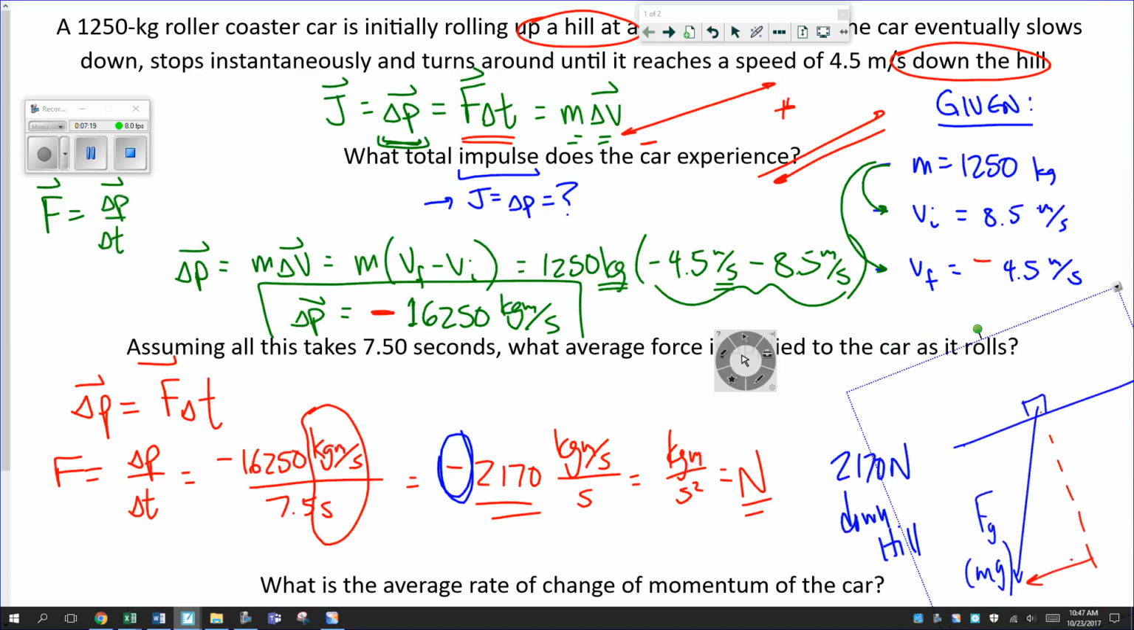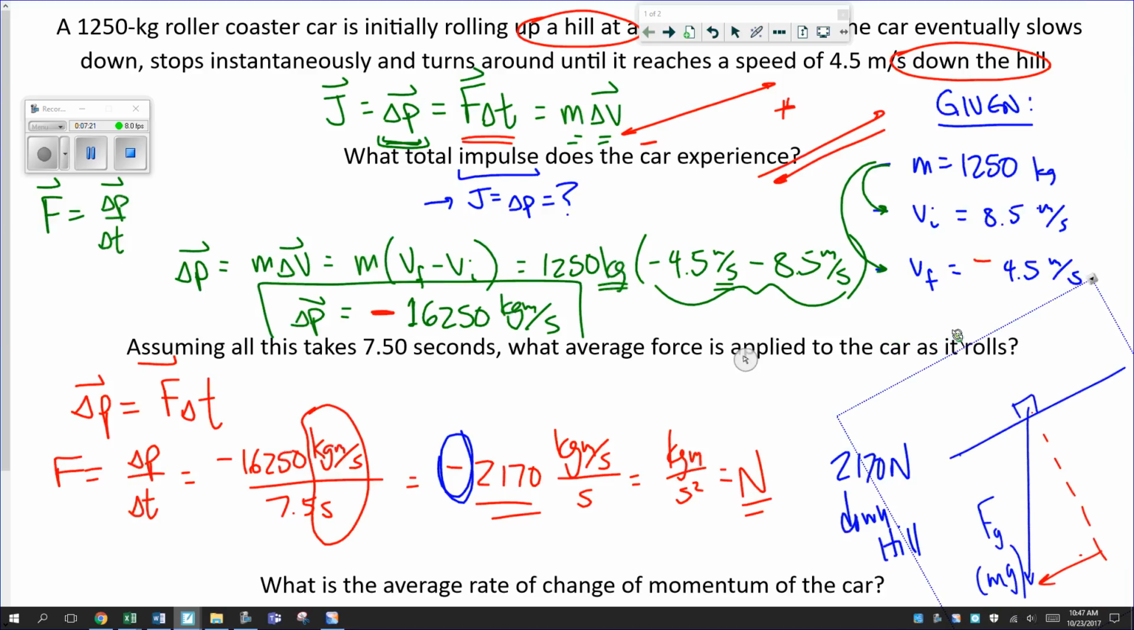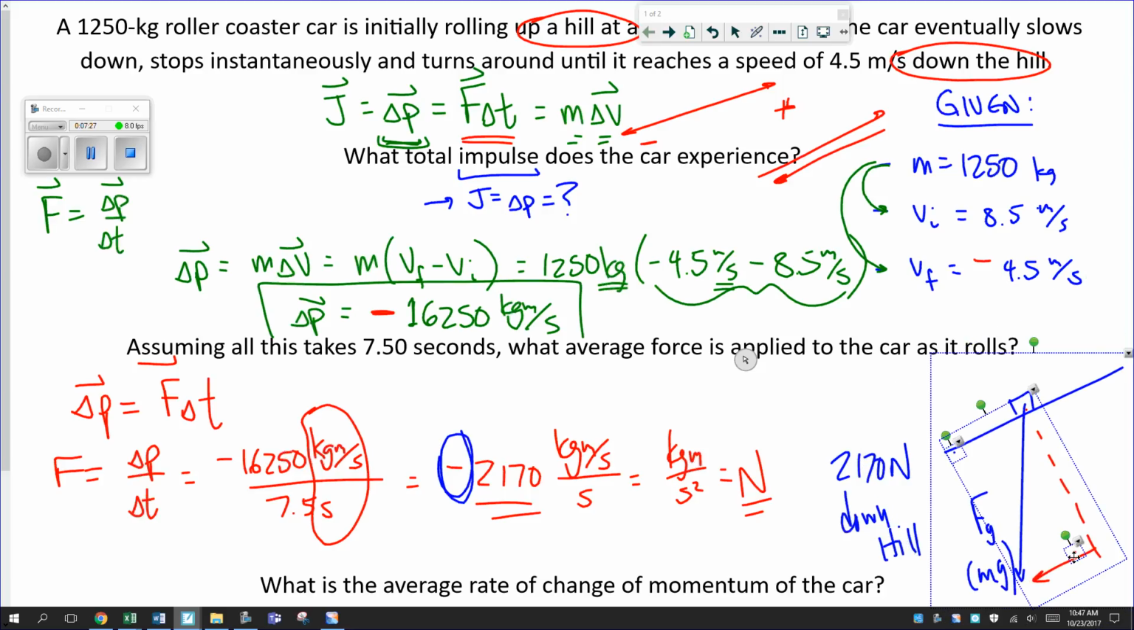What's really happening is that the hill looks like this, and FG points straight down. But notice this red part of the force here, that part of the force is part of mg, part of the gravitational force that points down the hill. Down the hill, right? Fair enough? Okay.